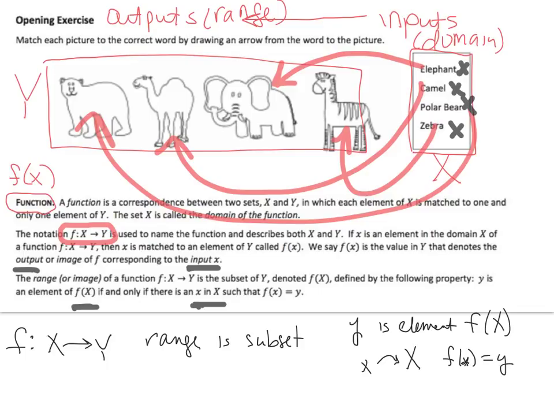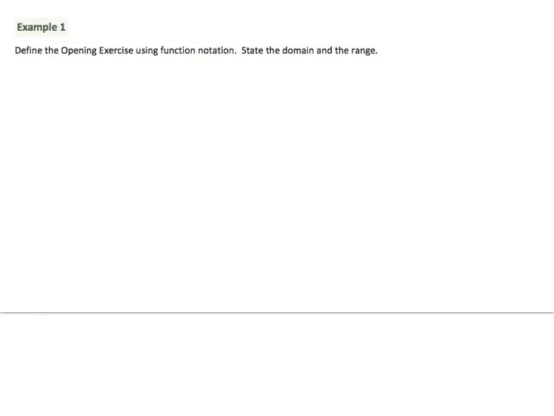That might make better sense with an example. That slide took 7 minutes. Whoo, doggy. So define the opening exercise using function notation. State the domain and range. Okay, function notation is very important because that's how I'm going to grade your work, and it needs to be written properly. Think about math just collided with English.